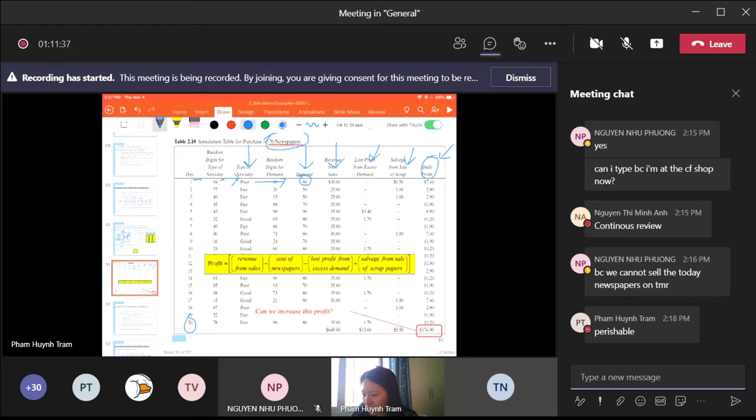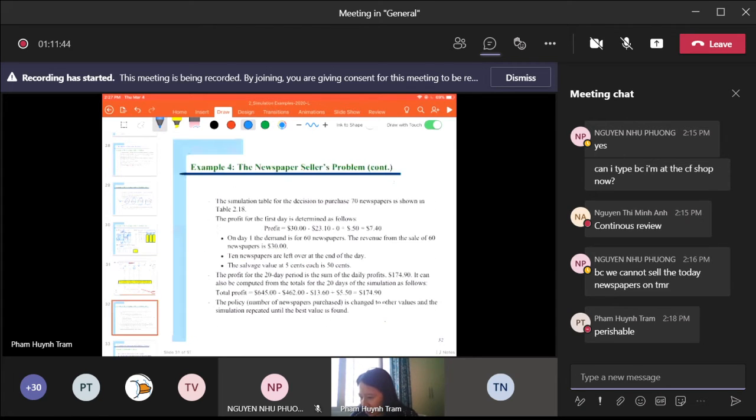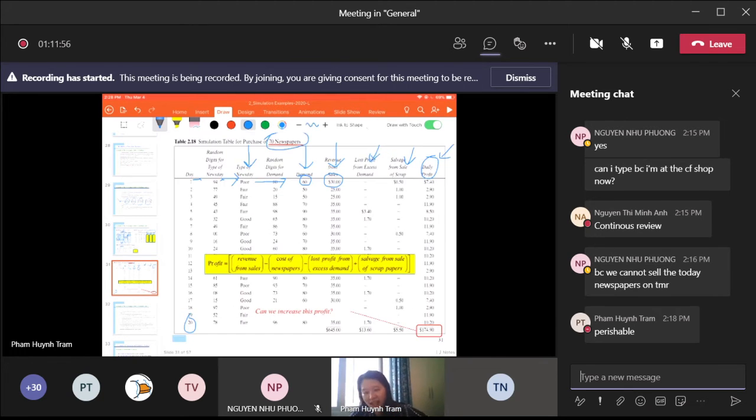So what is the revenue from the 60 newspapers that we can sell? We have the information here. One newspaper sells for about 5 cents, so the revenue from 60 newspapers is $30. There's no excess demand, so this is not applicable.